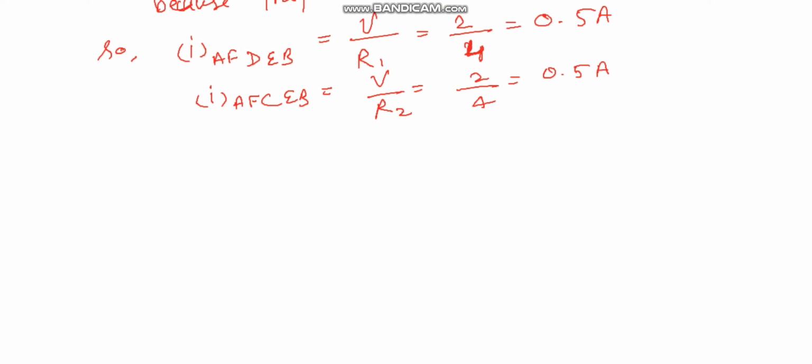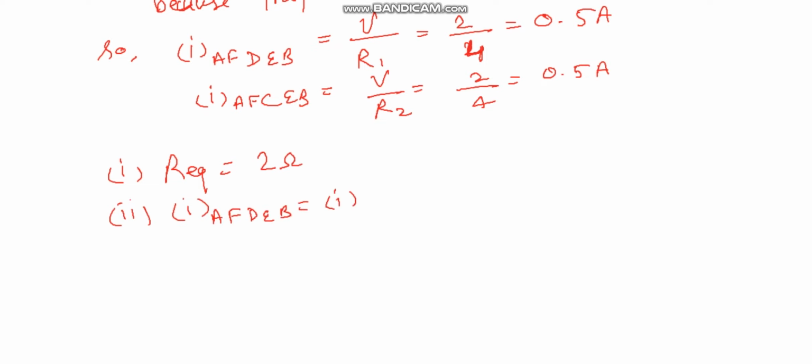So we have the first part answer as R equivalent of the network is 2 ohm, and for the second part, the current in both the branches AFDEB and AFCEB comes out to be 0.5 amperes.